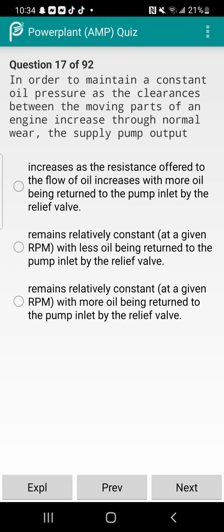In order to maintain a constant oil pressure as the clearance between the moving parts of an engine increases through normal wear, the supply pump output remains relatively constant at any given RPM, with less oil being returned to the pump inlet by the relief valve.